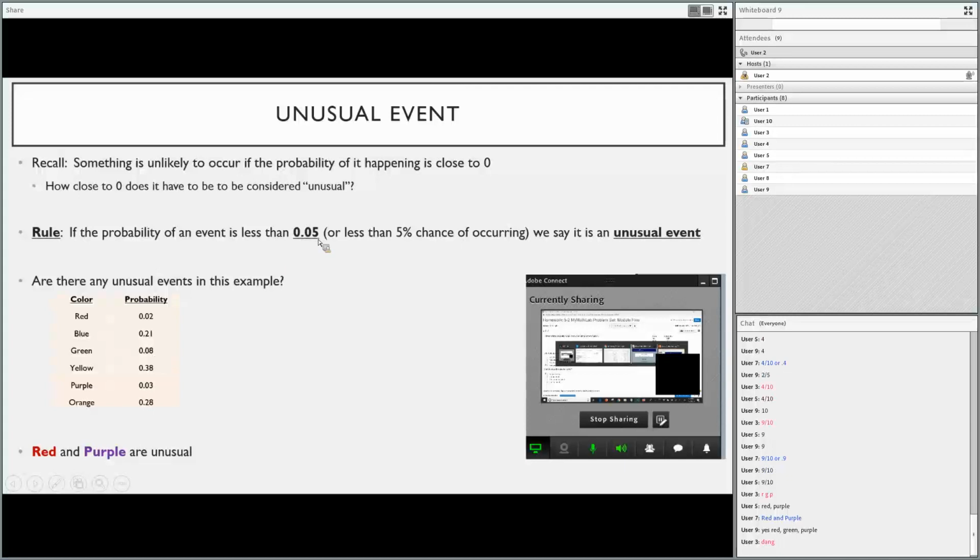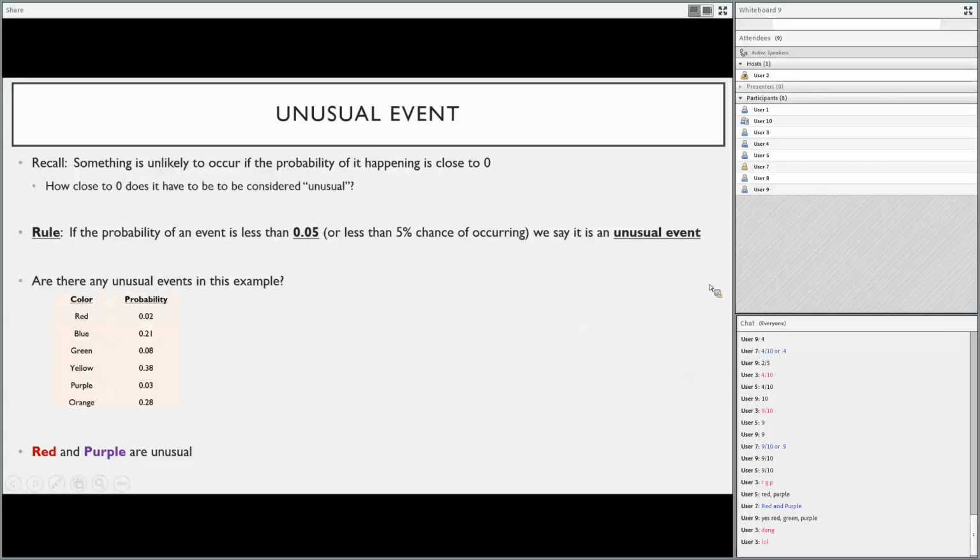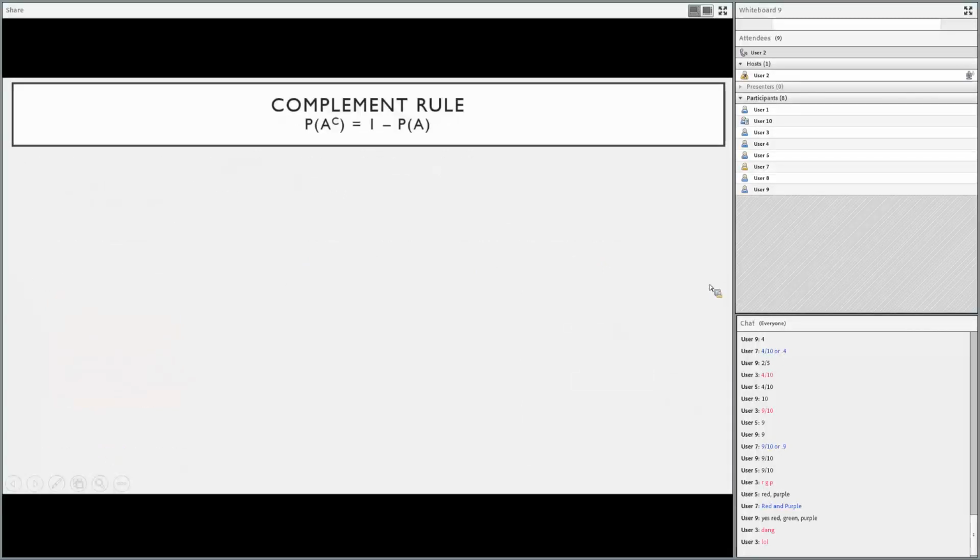I saw a couple votes for green. So green has a probability of 0.08. So 0.08 is actually more than 0.05, right? So you were close, but it's only red and purple because those are both less than 0.05. Okay, even though this green is very, very small, it's not small enough for it to be classified as unusual given this criteria. Okay, any questions about that? Cool. Let's keep going.